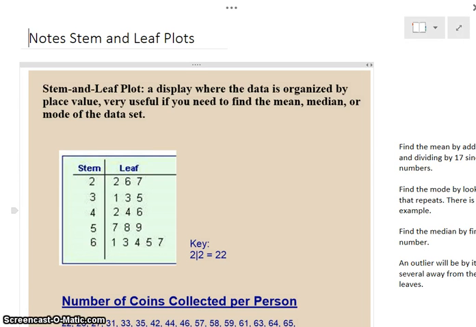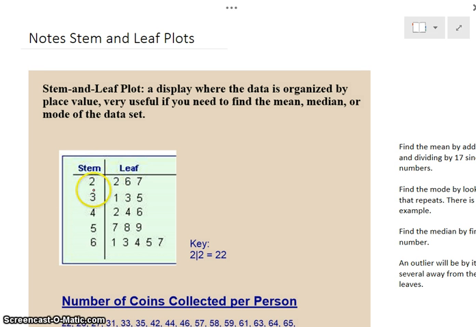Last year. All right, stem and leaf plots. The stem is going to be over here on the left under stem, and the leaf is what you see over here on the right. And the key helps you to read it. So you always have to make sure you include a key, and you will be creating these yourself, okay?